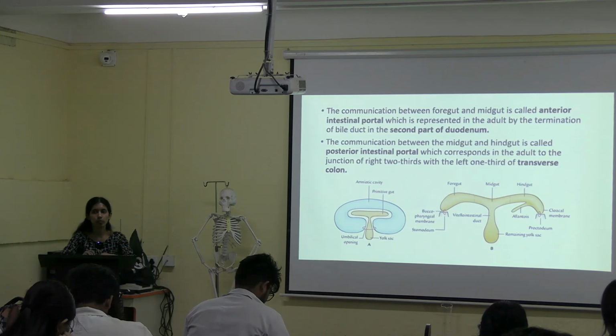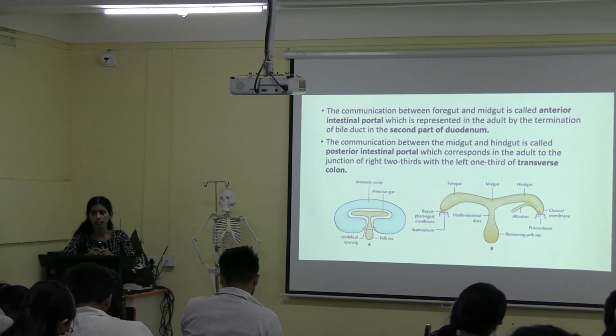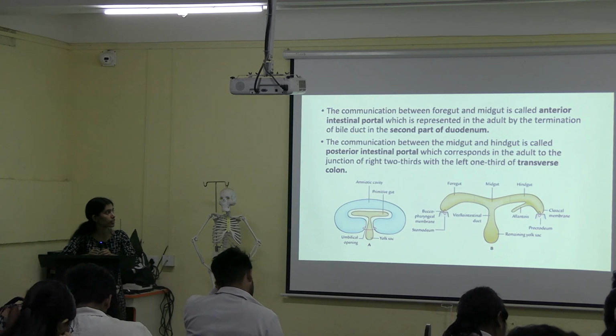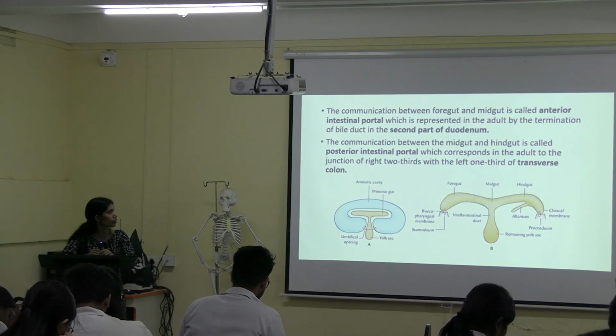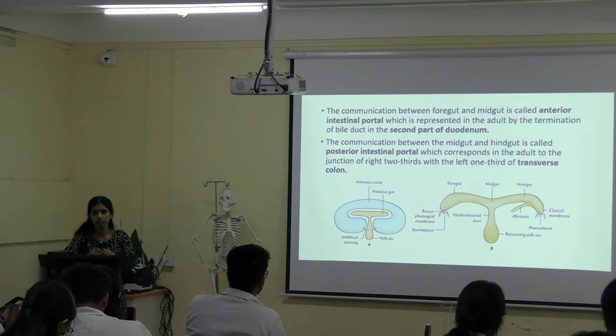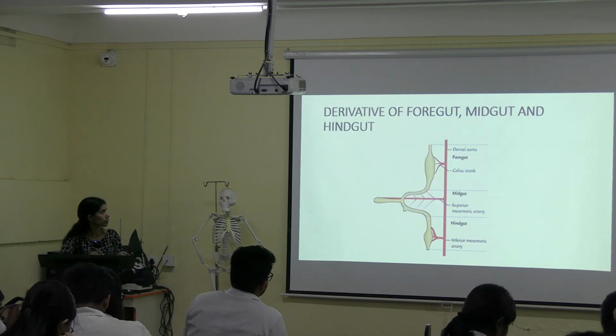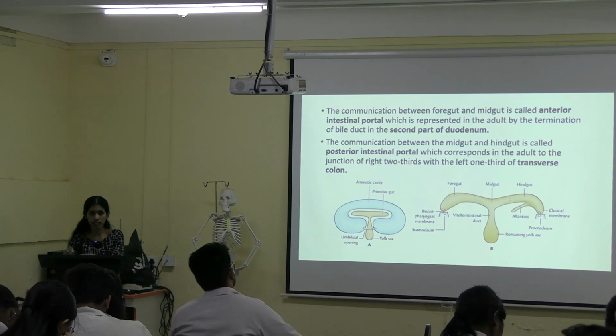The communication between the midgut and the hindgut is called the posterior intestinal portal. In adults it forms the junction of the right two-thirds with the left one-third of the transverse colon. Remember these points. Next we'll see the derivatives of the foregut, midgut and hindgut.